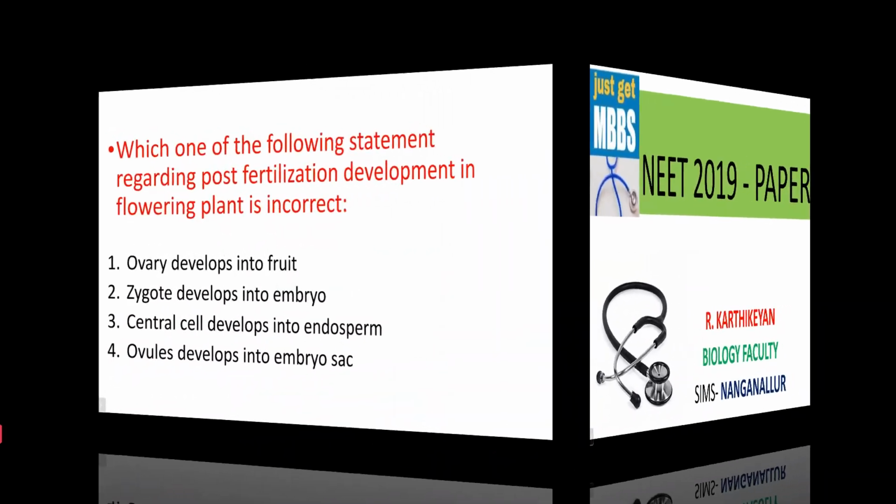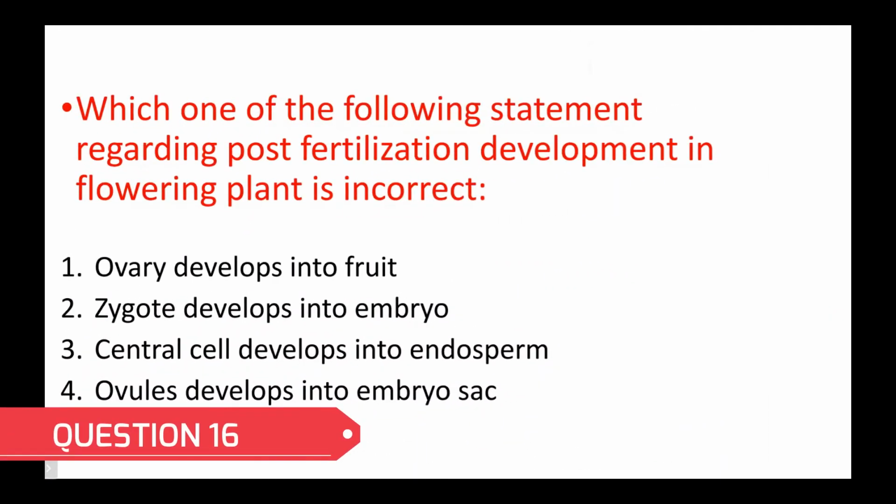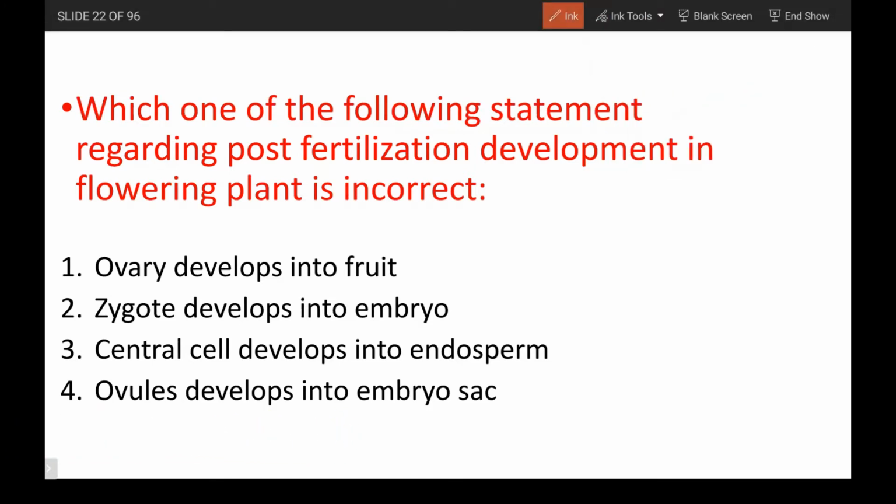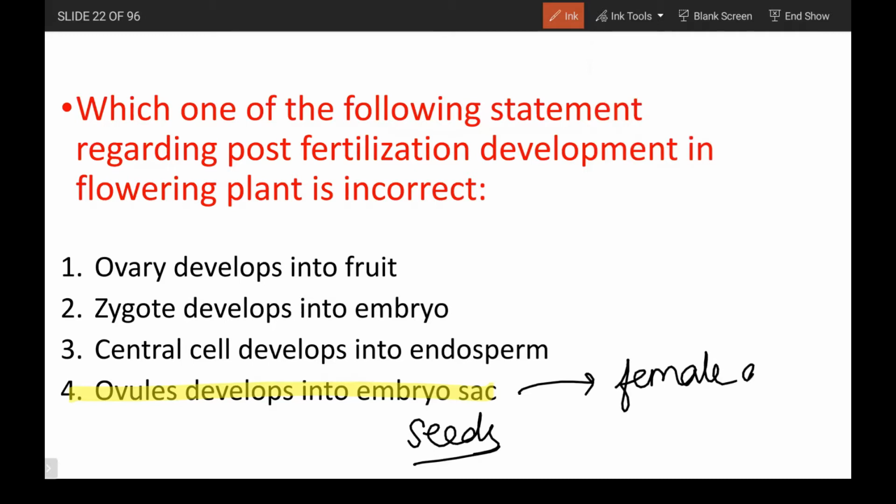Next one. Which of the following statements regarding post-fertilization development in flowering plants is incorrect? Against a direct question, ovules develop into embryo sac. No, embryo sac is the female gametophyte. Okay, ovules will develop into what? It develops into seed. Then what is an embryo sac? Embryo sac is the female gametophyte which gives rise to your gamete. It is a female gametophyte.